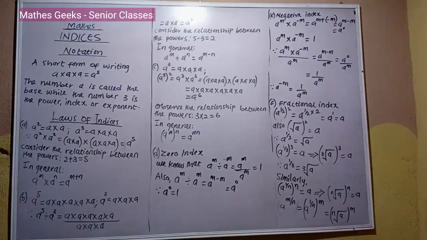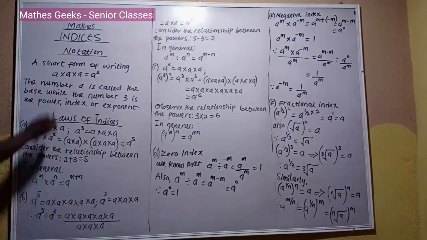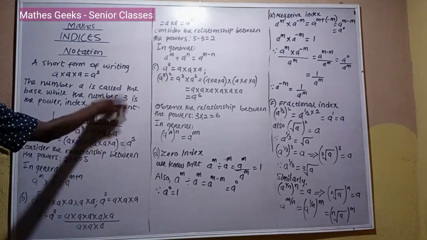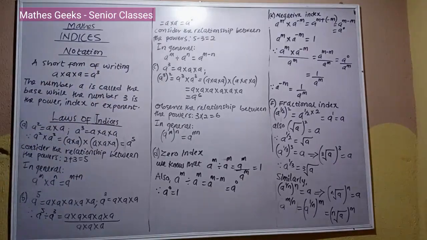But in mathematics, the a is known as base, and the 3 is called the power. So the number a is called the base, while the number 3 is the power or index or exponent. You can use any of these 3 words to describe the number 3. They mean the same thing. So you could say 3 is the power, or 3 is the index, or 3 is the exponent.